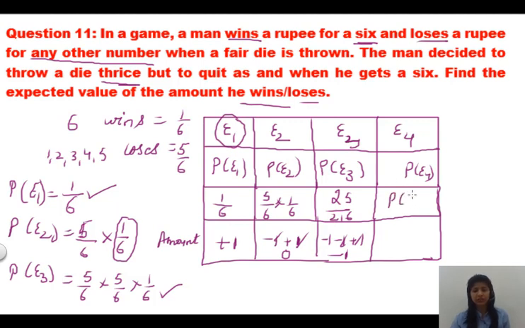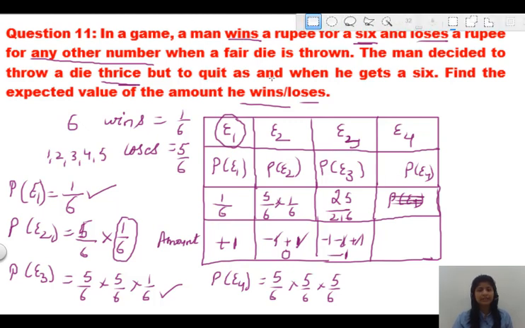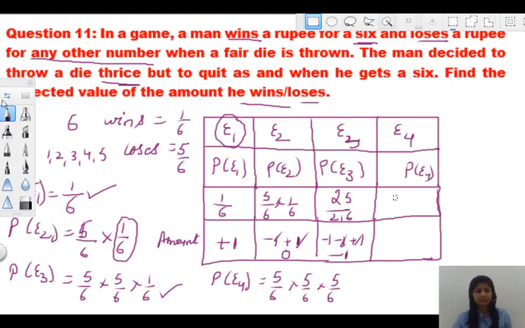Now in the next, the fourth event, where we are saying that the probability of E4 means he did not get 6 in any of the throws. So the probabilities will be losing in first, losing in second, losing in third. So that becomes 125. The probability will become 125 upon 216. So just placing that, you get 125 upon 216. So here writing 125 upon 216.